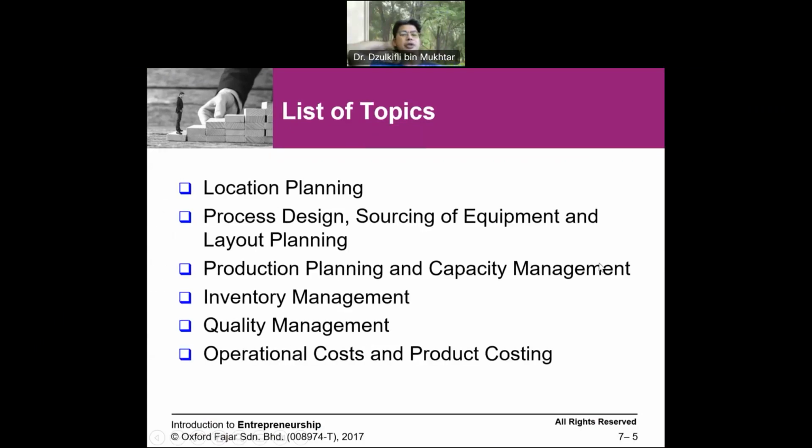Okay, this is what you're going to learn. The first thing is about the location planning. Ini walaupun sekarang ni dah ada digital existence of the companies, tapi saya rasa more or less we need to know about the location and try to convert the understanding of the location to physical existence, ataupun electronic location of your company or your product. Process design, sourcing of equipment and layout planning, production planning and capacity management, inventory management, quality management, and operational cost and product costing and all that.